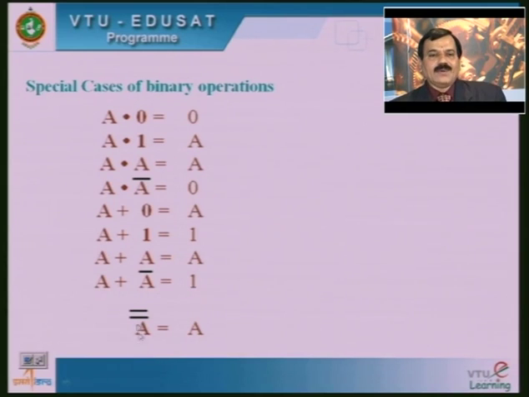Then the double complement, the complement of a complement. Once A is complemented, its value is inverted. When it is inverted once again, it comes back to the value A. Hence a double complement can also be taken as A only.